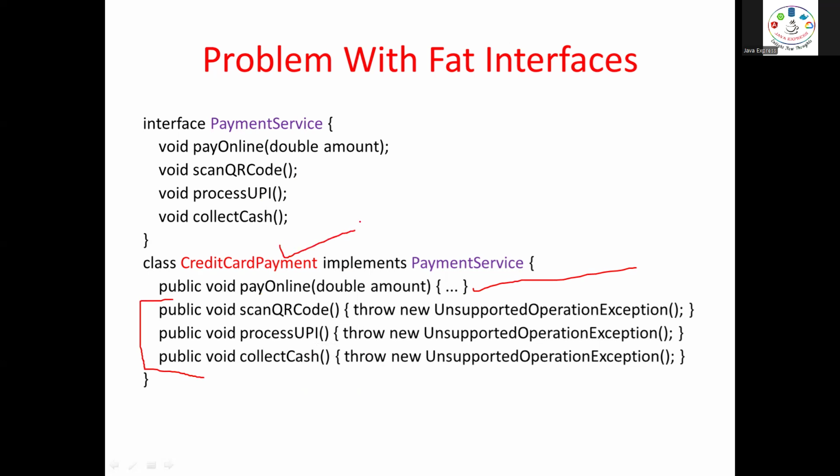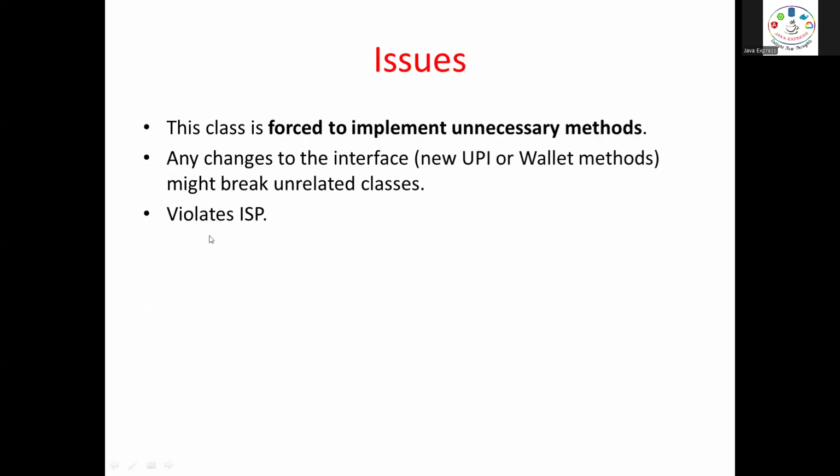This is what the principle says about the problem with fat interfaces. What are the issues here? If you see, this class is forced to implement unnecessary methods. Any changes to this interface, like new UPI or wallet methods, might break unrelated classes as well. It is violating ISP, that is, the interface segregation principle.